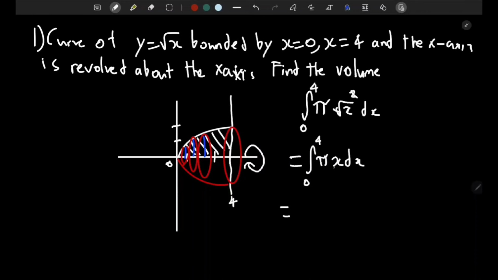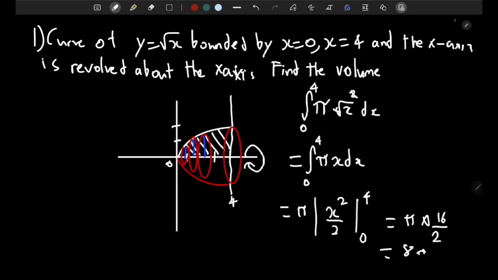And here we integrate according to dx. So I'm going to take pi outside since it's a constant, and we have x squared over 2, and the limits are from 0 to 4. Zero over 2 is going to be 0, so pi times 16 over 2 minus 0, and I'm going to ignore that. So simplified, it's going to be 8 pi. So the final answer is 8 pi.